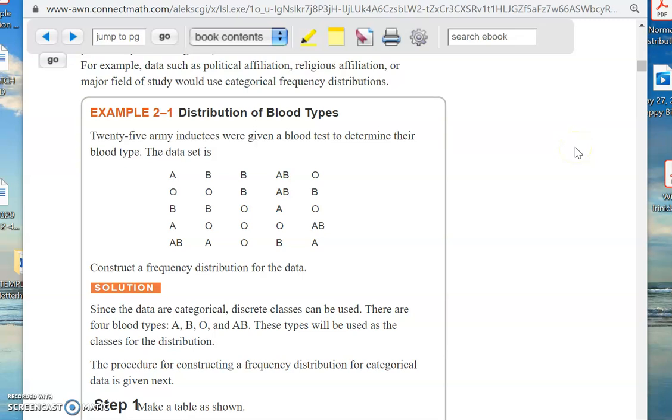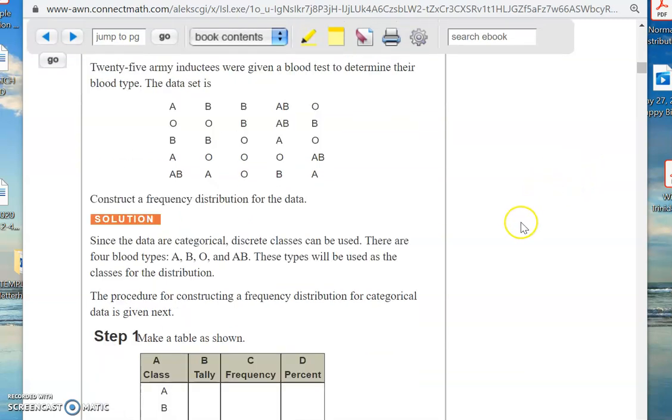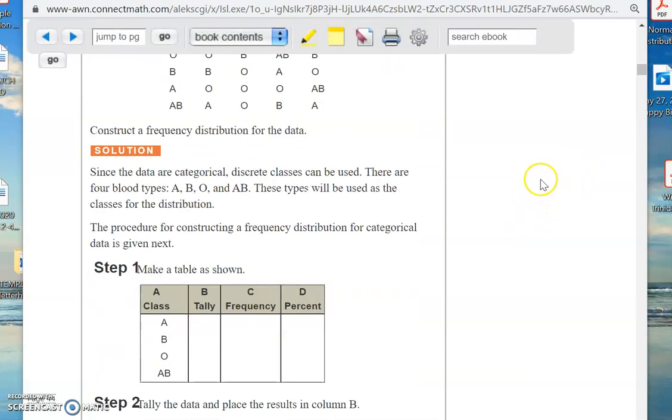Now that's just for 25 data points. You can imagine, I'm sure, if you had 25,000 data points, it would be ridiculous. You couldn't possibly get anything of value out of that. But if we put it into a frequency distribution, if we put it in a table that kind of organizes the information, it will help us. Okay, so let's take a look.